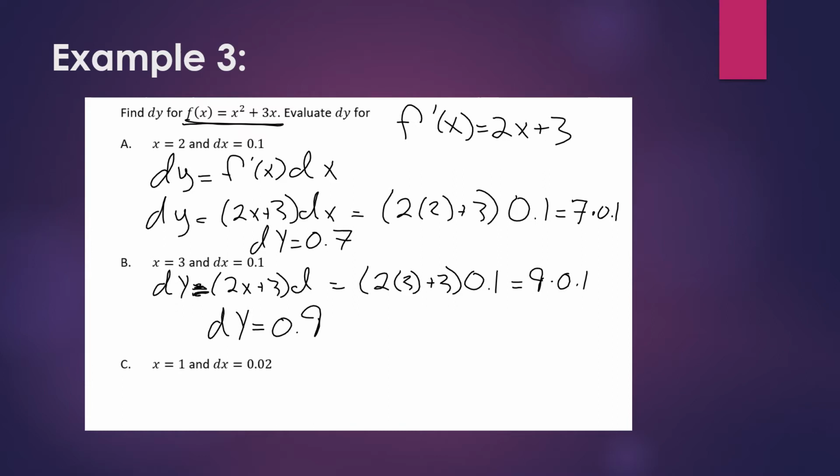And for C, they say let x equal 1 and dx equals 0.02. So that means that dy equals 2 times 1, which is 2, plus 3, which is 5, times 0.02. And that will give me 0.1.